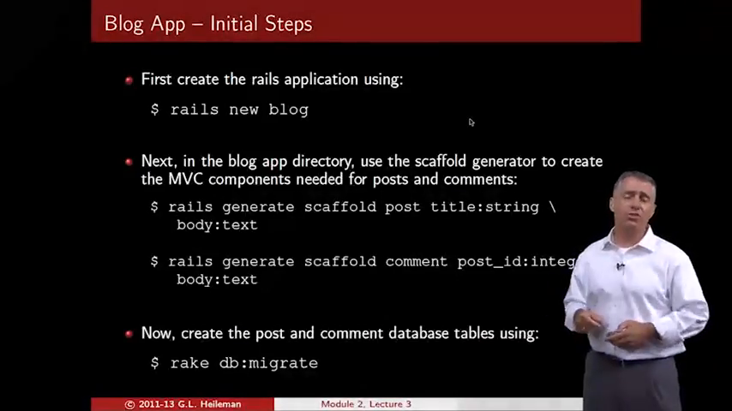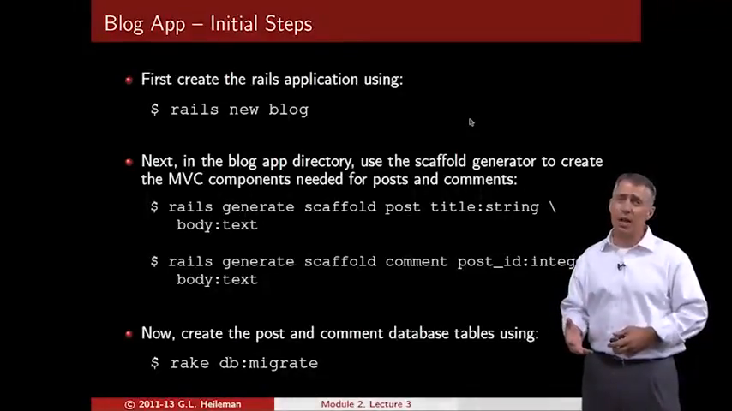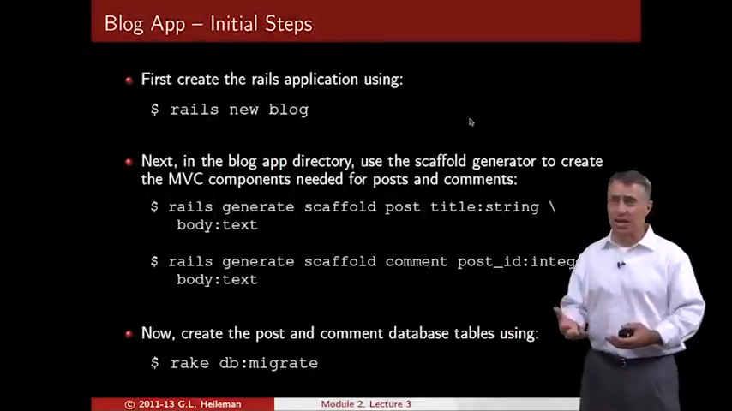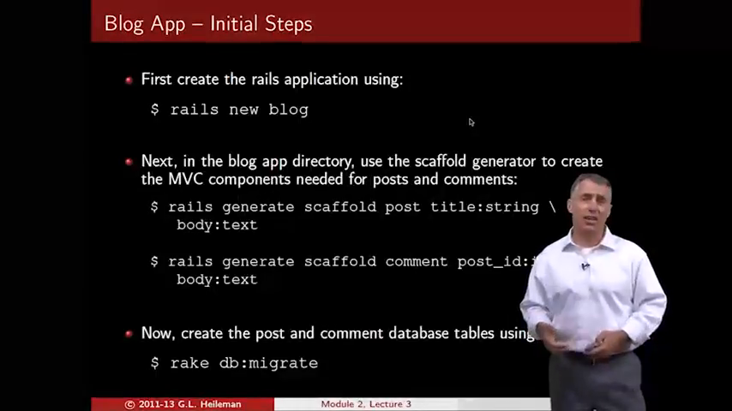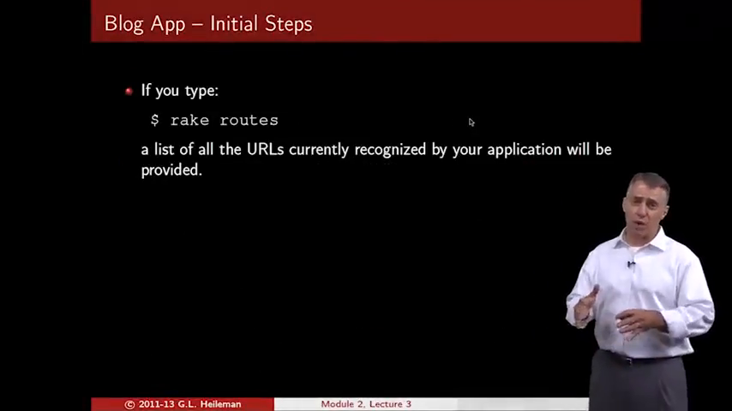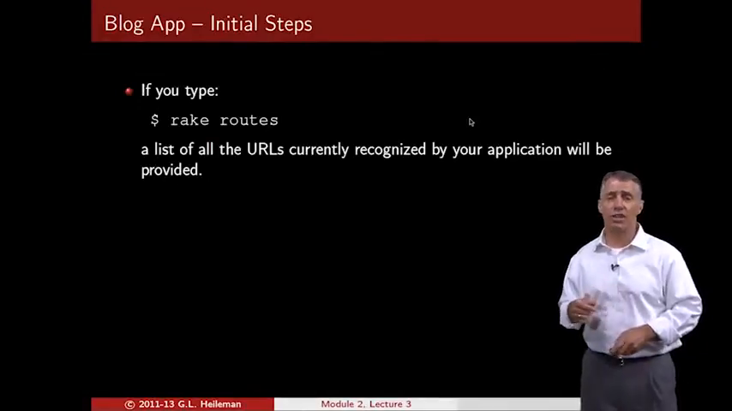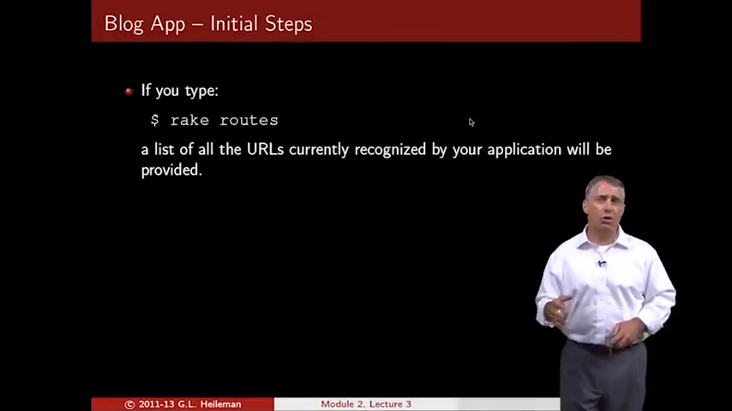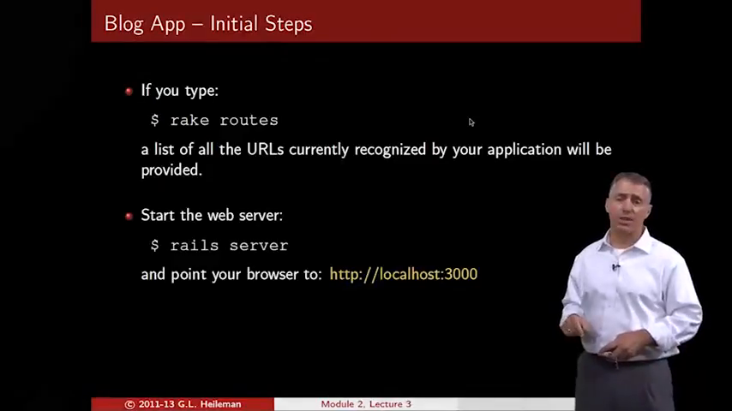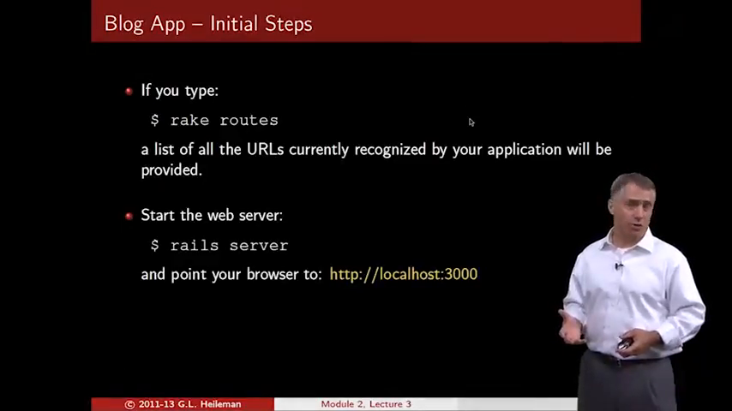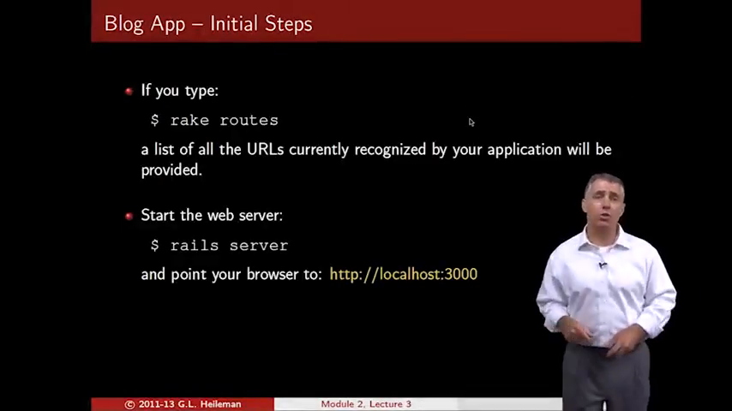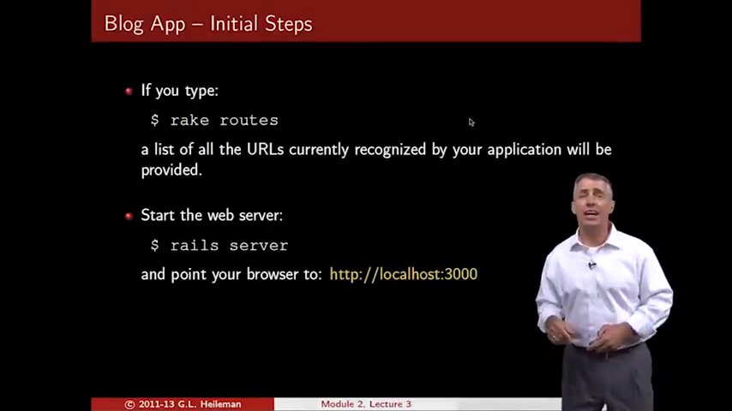After you execute these two lines of code, you need to run rake db:migrate in order to create your database schema and your database. After that, I'd like you to type rake routes, and I'll show you again how to do this directly on my own machine. And you'll see all of the various URLs that are connected to your web application. And then when you run rails server and point your browser to localhost 3000, you'll see the running application.